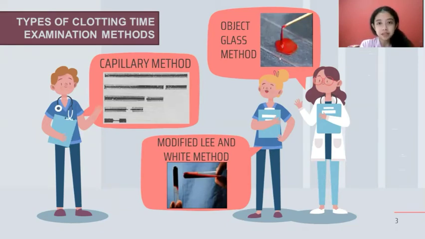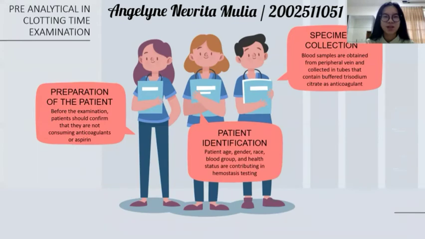First is capillary method, second is object glass method, and last is modified Lee and White method. So the next one is pre-analytical and clotting time examination. The first step is preparation of the patient. Before the examination, patients should confirm that they are not consuming anticoagulants or aspirin.